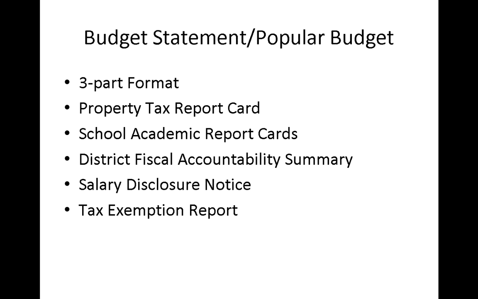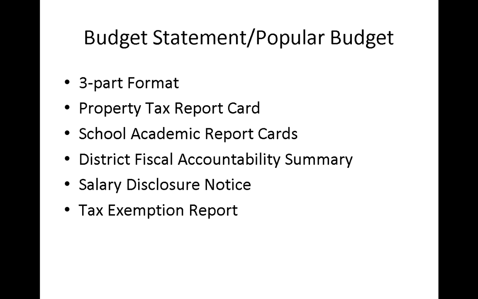And again, it talks about the parts of the budget statement: the 3-part format, the property tax report card, the school academic report cards, the fiscal accountability summary, the salary disclosure notice, and the tax exemption report, which is new for the prior school year. So these items must be a part of the budget statement, sometimes known as the popular budget, popular in the sense of populous, a document which needs to be put together so that it's readily available if someone should ask for it. So you need to keep that in mind.